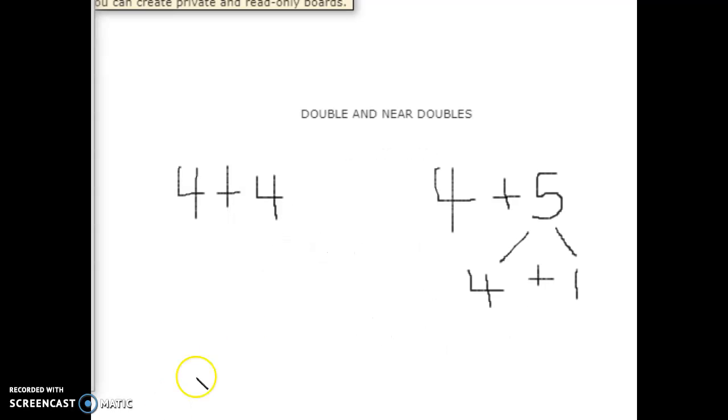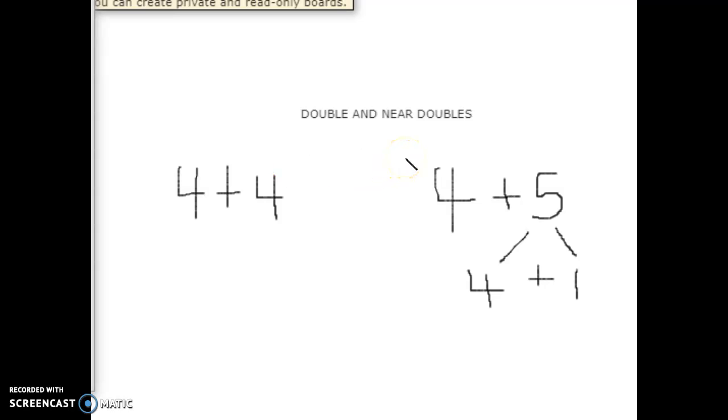Let's take a look at another strategy, doubles and near doubles. Oftentimes, young students are exposed to doubles quite often. Let's take the example 4 plus 4. Immediately, the majority of students know that 4 plus 4 reaches a sum of 8.